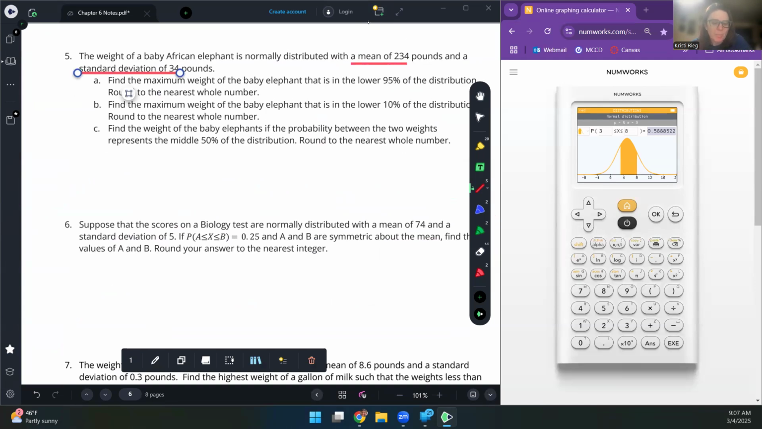Find the maximum weight of a baby elephant that is in the lower 95% of the distribution. What does that mean? Okay, let's draw a picture. So this is for A.